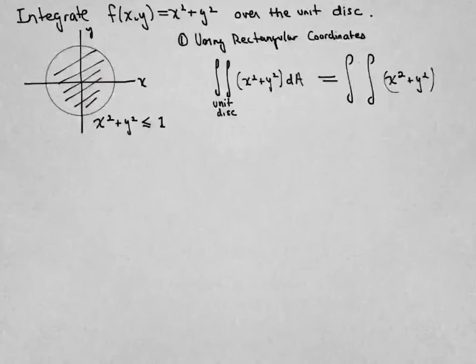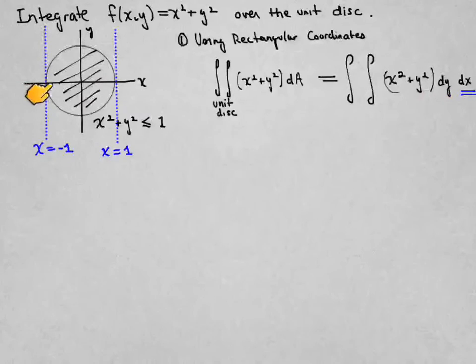So the first thing I want to do is write it down as an iterated integral, and I've arbitrarily decided to integrate with respect to y first and then with respect to x. That means my x limits of integration will be constant values, and in fact on the unit circle as I move across the region, my x values start at -1 and end at x equal to 1. That tells me my limits of integration for x.